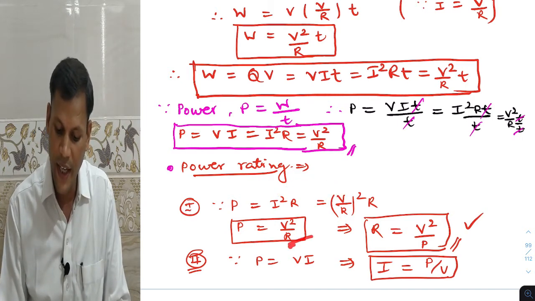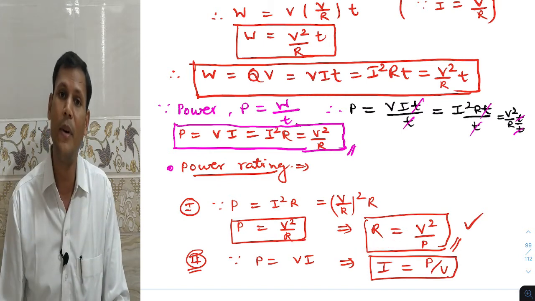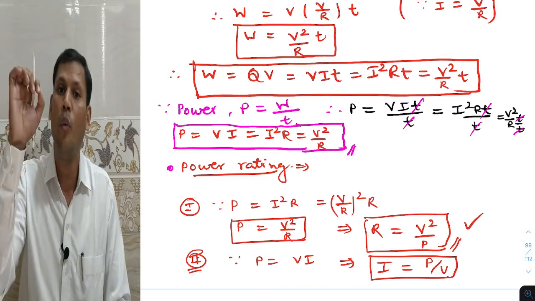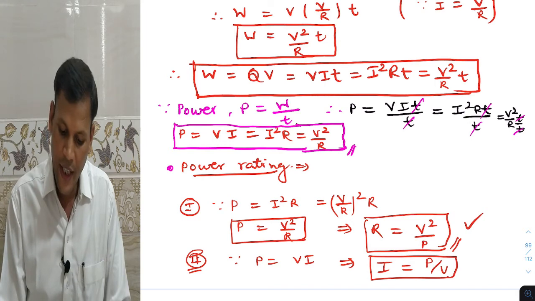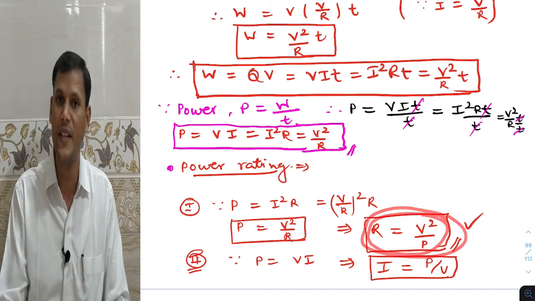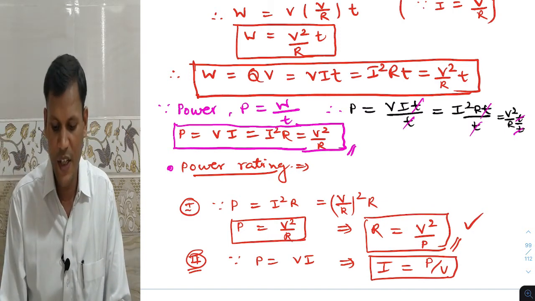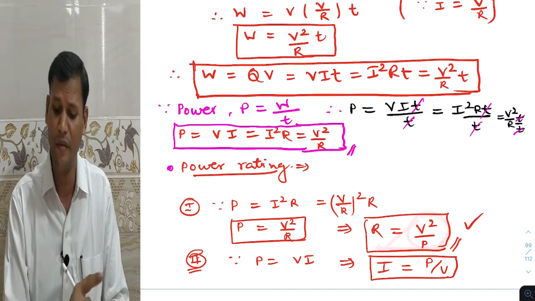So power rating, this is a very important formula, because when we are asked about power rating, we have to specify only this formula. Power rating: if we have to calculate the resistance of an appliance whose power rating is given, then resistance will be V square by P. This is a very, very important formula.